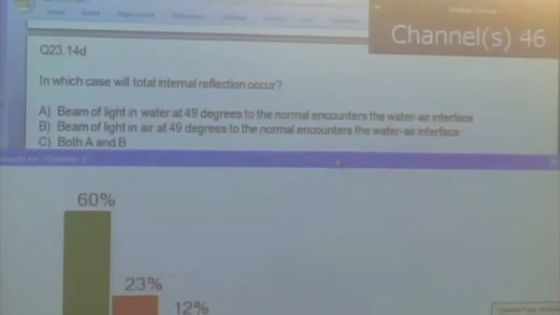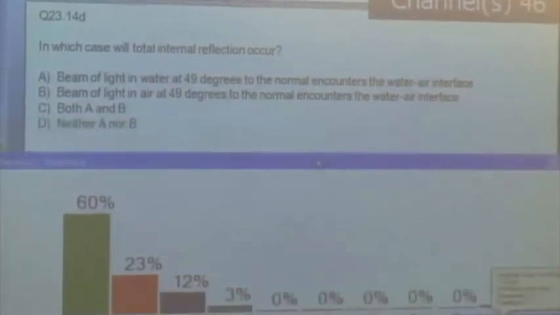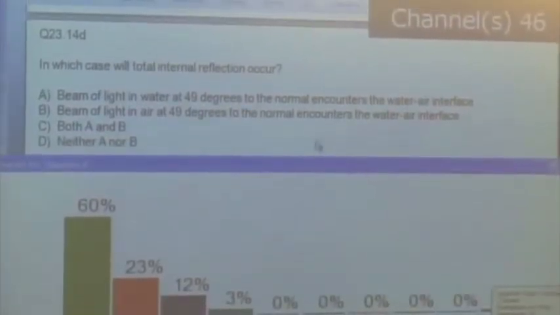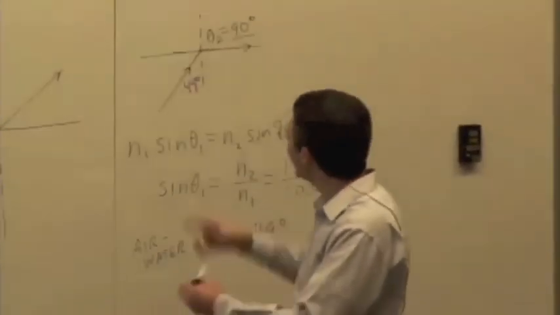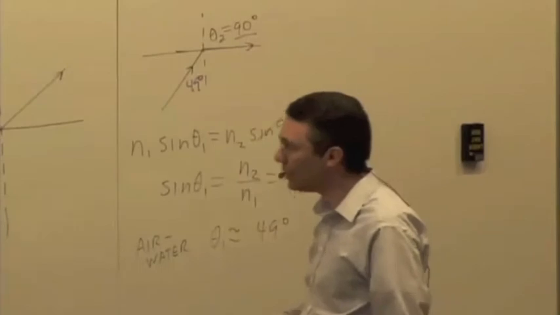Okay. Certainly A, right? A beam of light in water at 49 degrees to the normal encounters the water-air interface. So if you have that, that's the critical angle for this water-air interface. This is 49 degrees. This is 90 degrees. So any larger angle than that is going to cause total internal reflection.